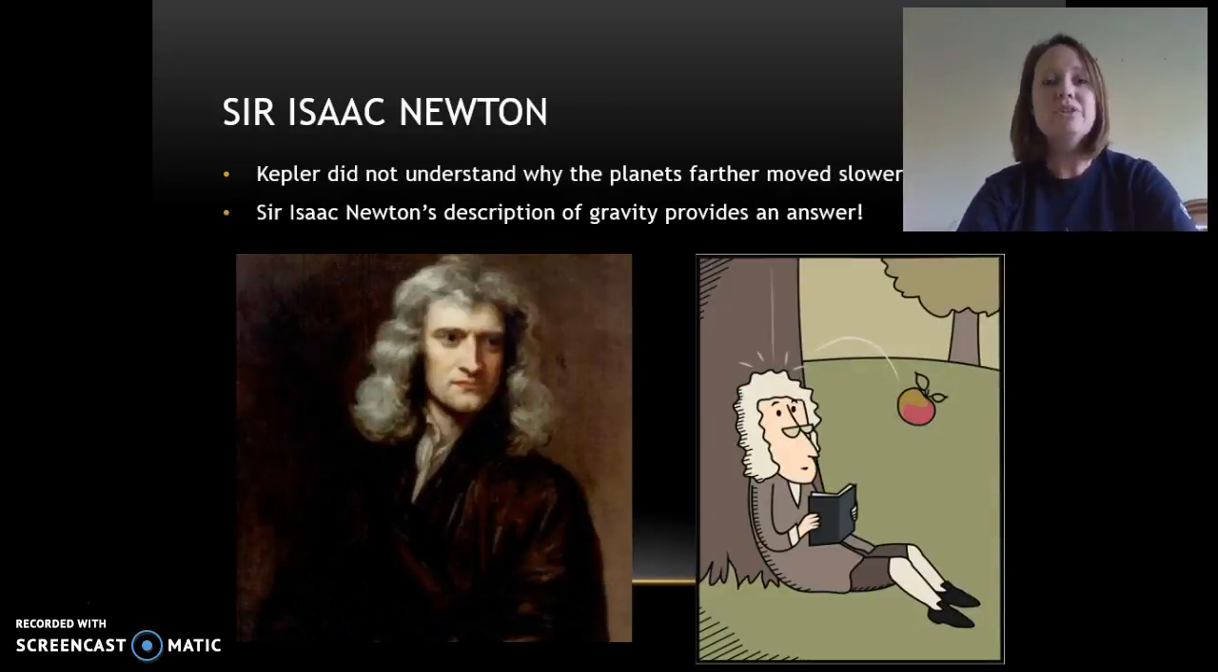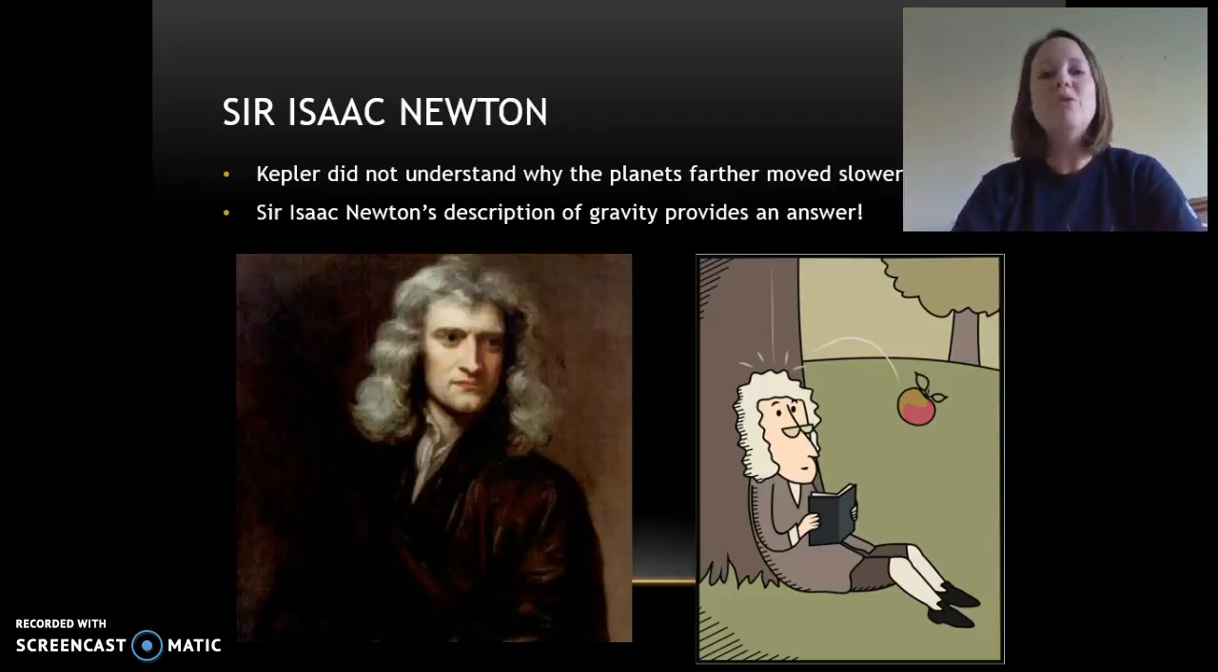Now, Kepler knew that these things were happening, but he could not explain exactly why those planets further away were moving slower. It wasn't until Sir Isaac Newton and his laws of universal gravitation that we had an answer. You probably remember stories of Newton, from the apple falling on his head, making him think of the idea of gravity. Well, that story is not exactly true.